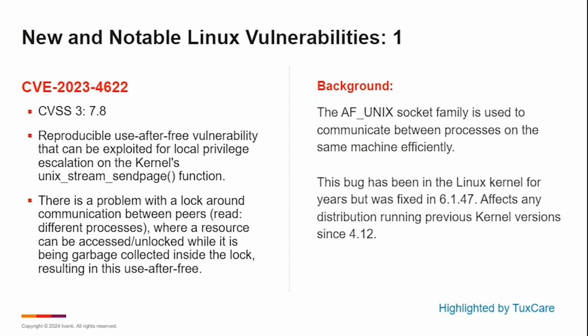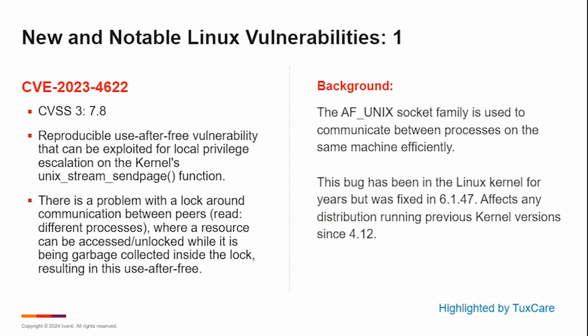The first of these, 2023-4622, this is a vulnerability in AF Unix socket. It's used to communicate between processes on the same machine efficiently. So the defect in this case was fixed in the Linux kernel, but was fixed in 6.1.47 and affects distributions running previous kernel versions. So they're just giving you some background there on the versions of the Linux kernel that are resolved for this and which ones aren't. But that's definitely one that, depending on which Linux flavors you're on, could still be problematic there.